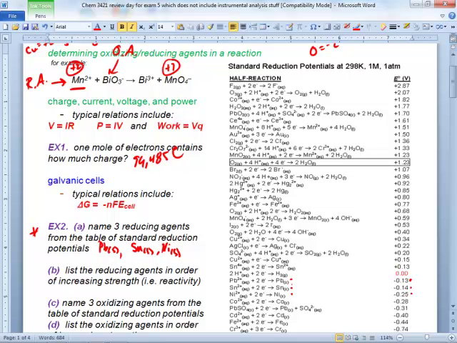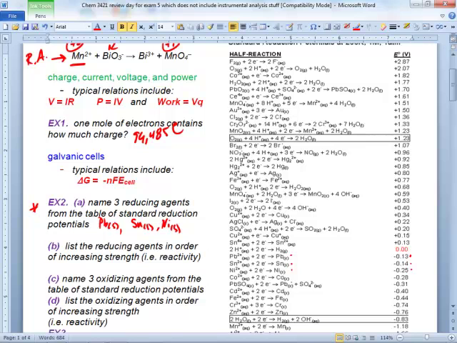That does what to these signs? Makes them all positive. So which one would be the most reactive? Which one would be the strongest reducing agent? It would be the nickel. All right, it has to be this one. The next one would be the tin, then the lead. That's the order of the strongest to the weakest reducing agent. If you go further down the chart, in other words, it gets stronger.